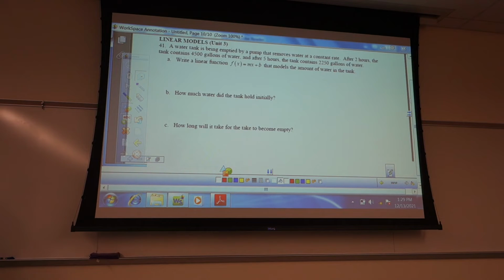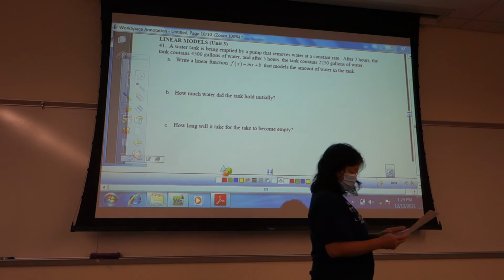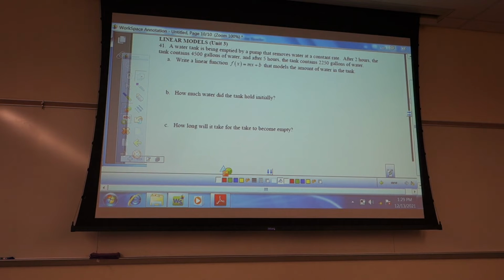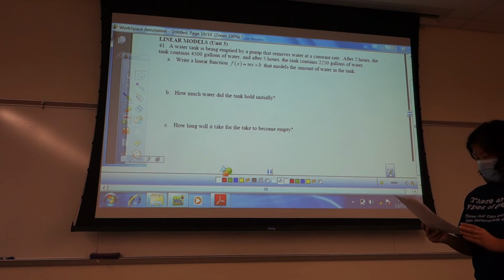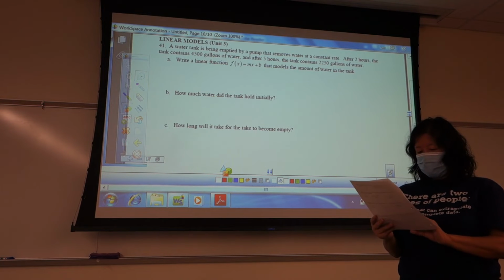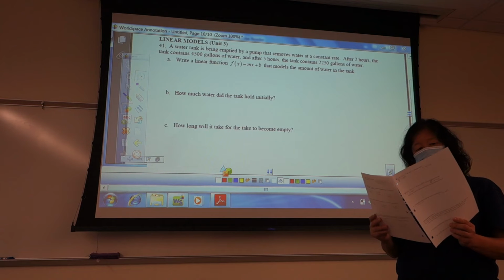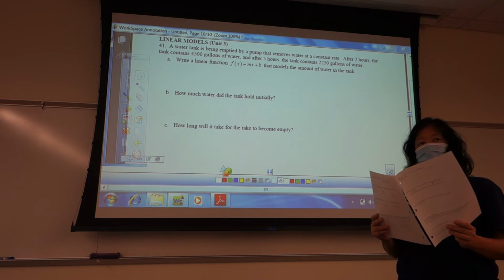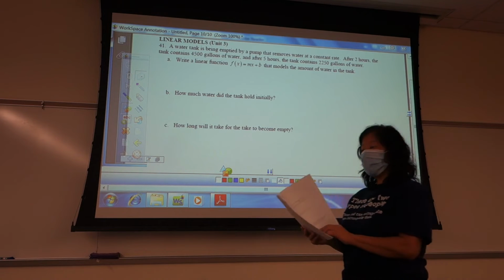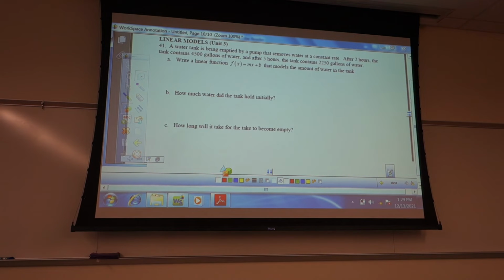Read it. A water tank is being emptied by a pump that removes water at a constant rate. After 2 hours, it contains 4,500 gallons of water. After 5 hours, the tank contains 2,250 gallons of water. Write a linear function, y equals mx plus b, that models the amount of water in the tank. What kind of problem is that, and how do I know? Linear. How do I know it's linear? It says, write a linear function. It's linear.